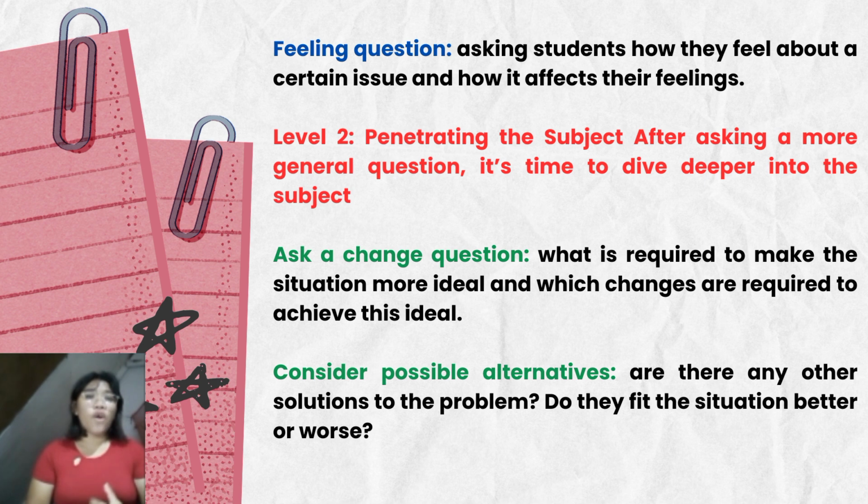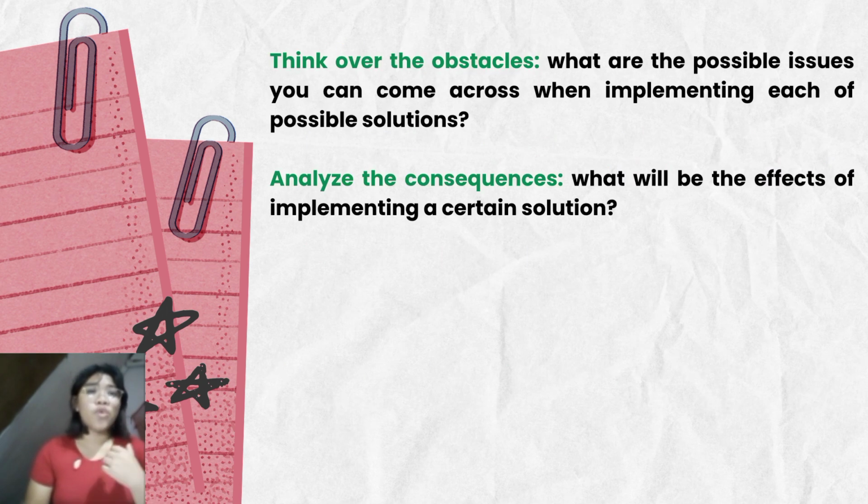Third, think over the obstacles. What are the possible issues you can come across when implementing each of the possible solutions? The last one is analyze the consequences. What will be the effects of implementing a certain solution?